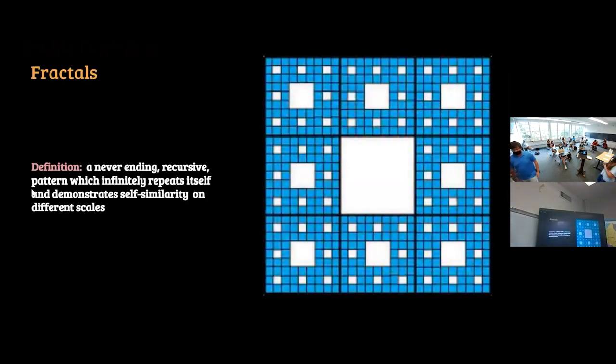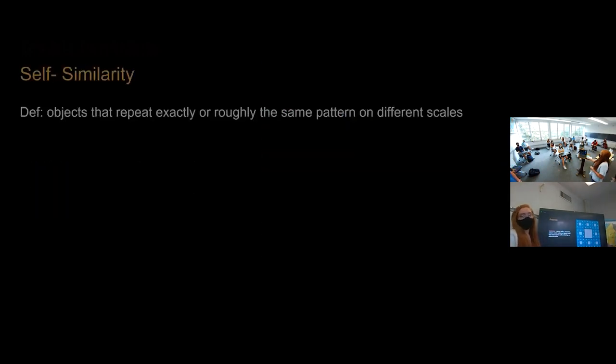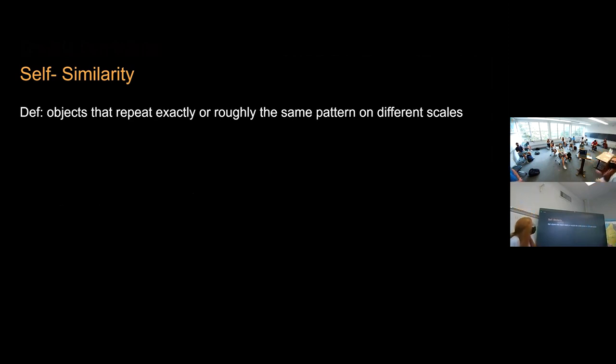So an important concept to understand before things get too chaotic are fractals. And fractals are never ending recursive patterns, which just means they use the outputs for the next input, which infinitely repeats itself and demonstrates self-similarity on different scales. So they exemplify self-similarity, and self-similarity is just something that repeats itself exactly or roughly the same pattern on different scales.